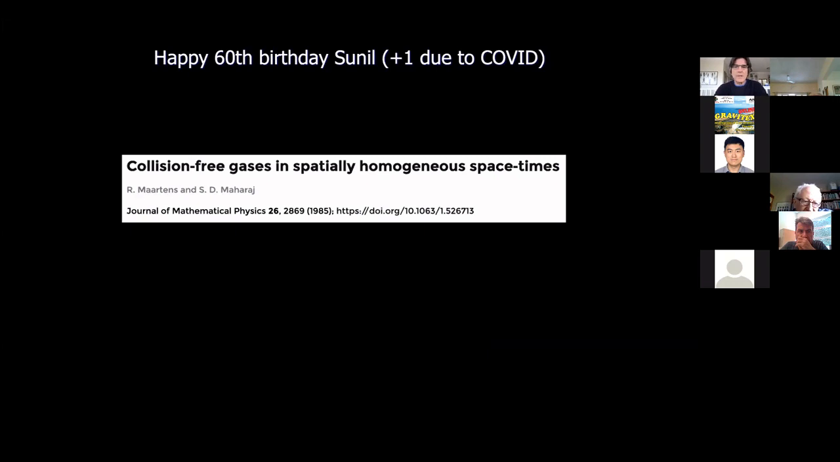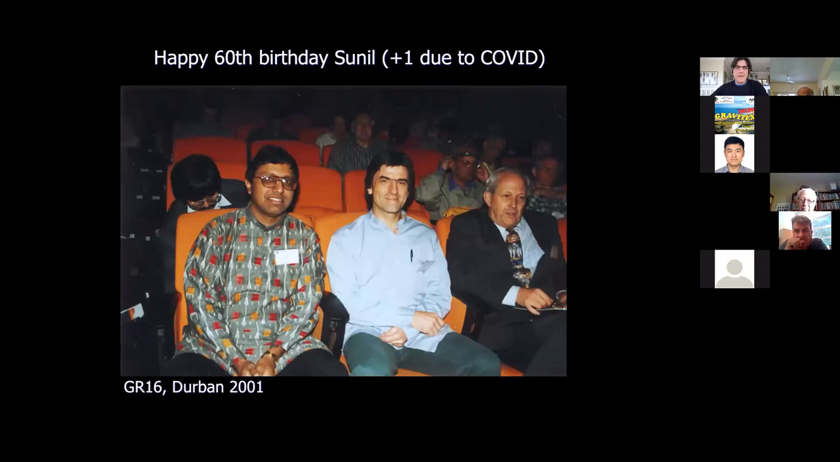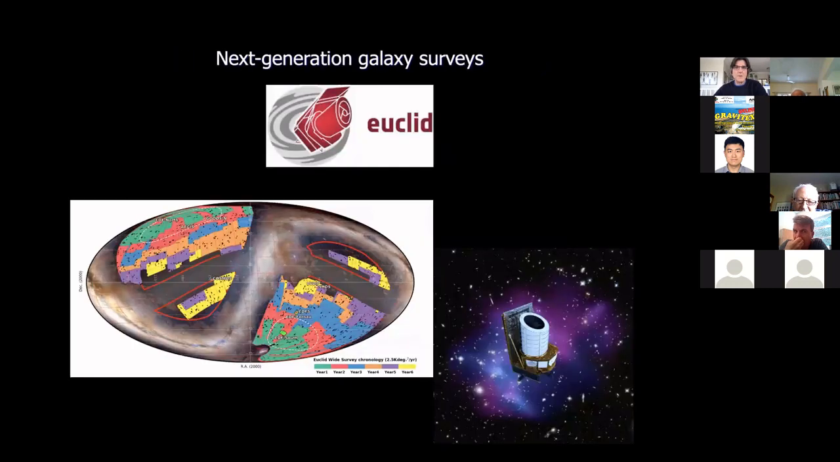I have the pleasure, or maybe that's a strong word, to have been Sunil's PhD supervisor. And I'm showing you here the first paper that we published together back in the 80s. And finally, here's a picture from 20 years ago, the 3-generation student and supervisor, also in Durban on the occasion of the 16th meeting of the International Society of General Relativity and Gravitation. So that's enough on Sunil, but congratulations to Sunil, and let me now move on to the SKAO topic.